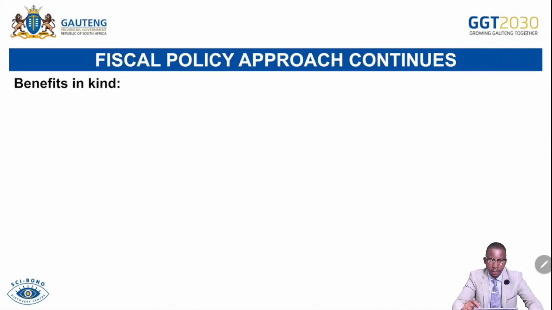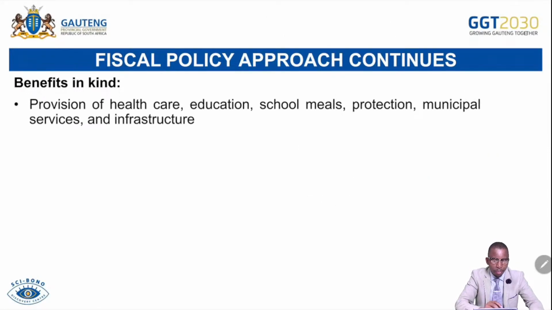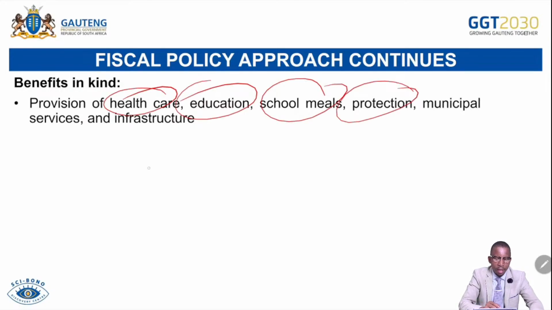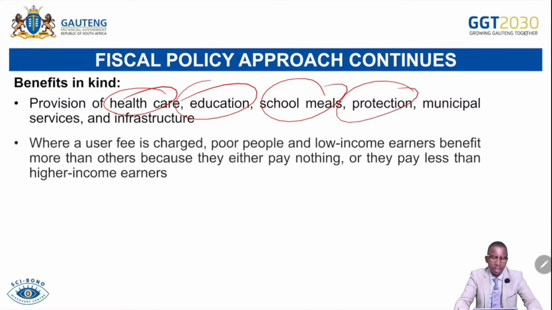Continue with benefits in kind. So the provision of healthcare. If we talk about the benefits in kind, we talk about healthcare, education, school meals, protection, also including municipal services as well as infrastructure. These are benefits in kind because they are made available free of charge to all members of society. So they are benefits in natura or benefits in kind provided by the government.